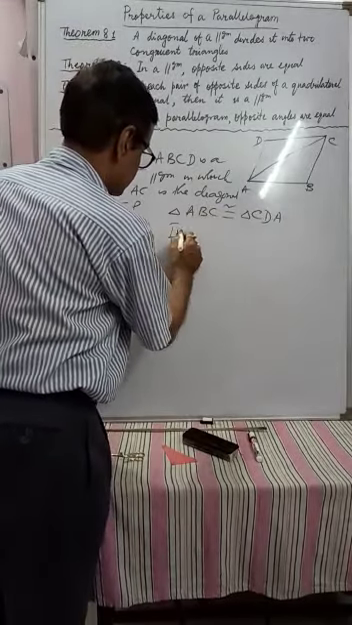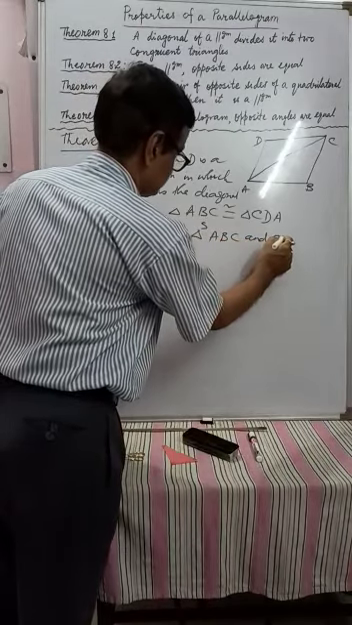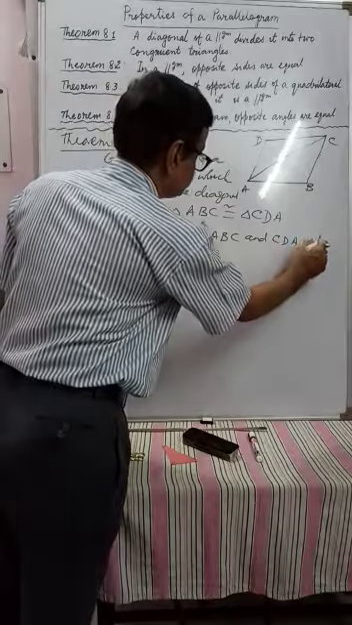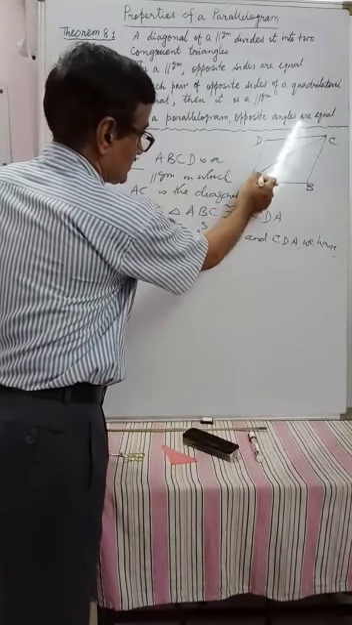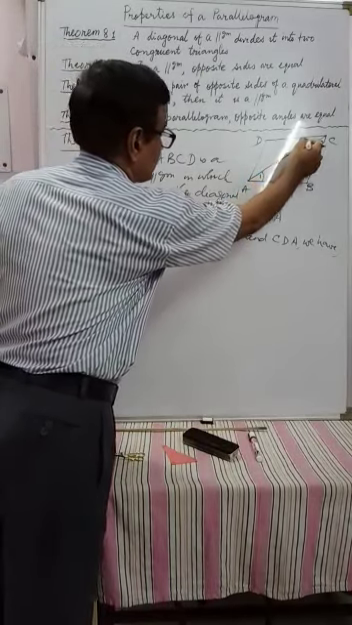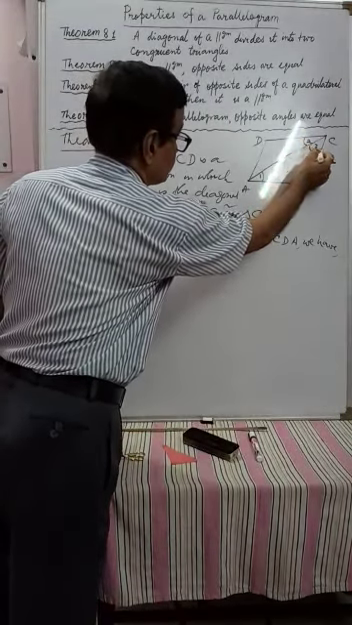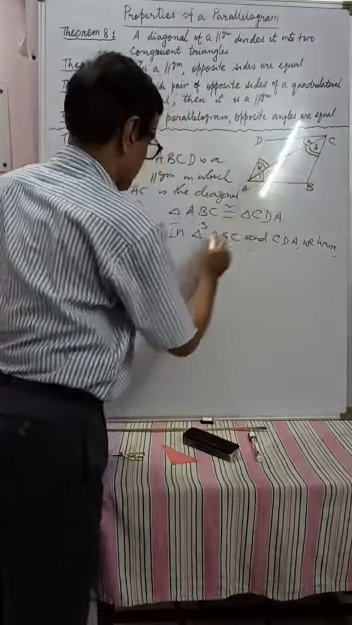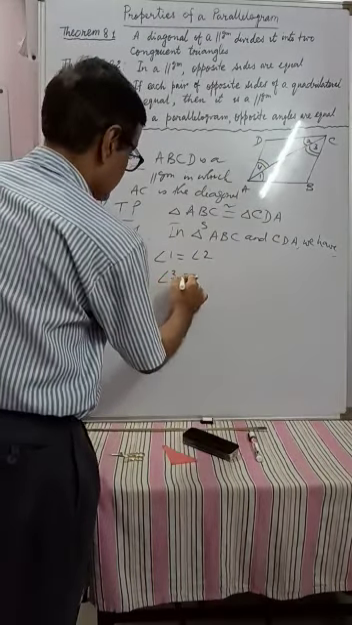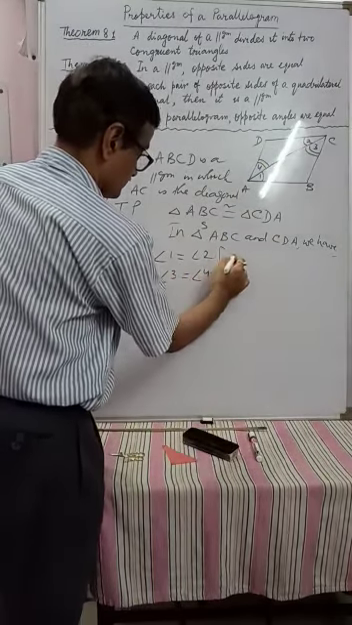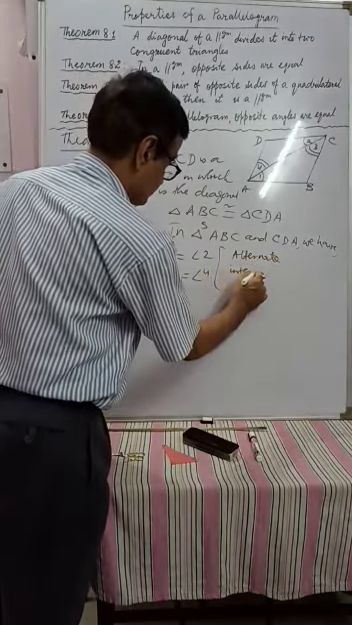Now in triangles ABC and CDA, let us mark this angle as angle 1, this angle as angle 2, this angle as angle 3, this angle as angle 4. So angle 1 is equal to angle 2 and angle 3 is equal to angle 4, because we can say they are alternate interior angles.